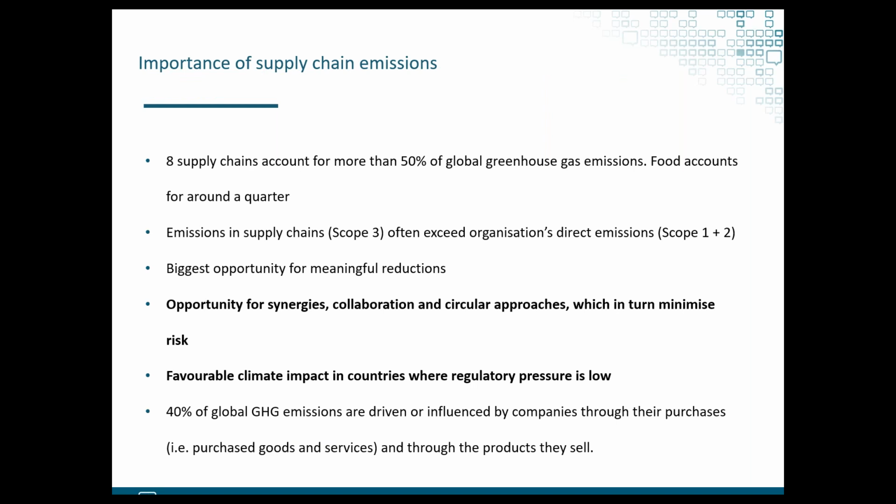Another key point to make is that because many supply chains are geographically dispersed, scope 3 actions can have a really big impact in countries where regulatory pressure is low. And this is because supply chains are global. Many organizations engage with complex international supply bases, and this results in an opportunity to drive emission reductions in countries with high carbon intensity but limited policy support.